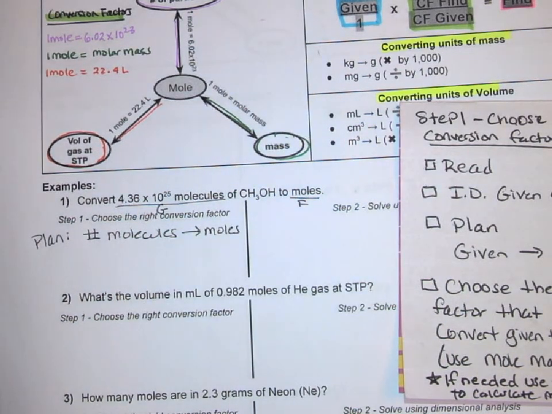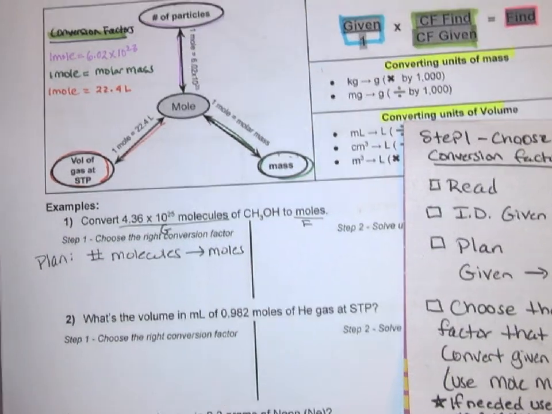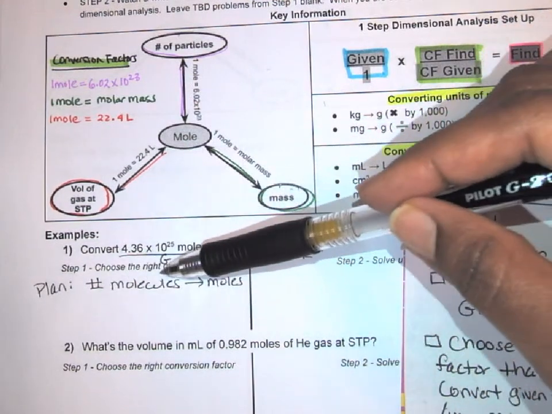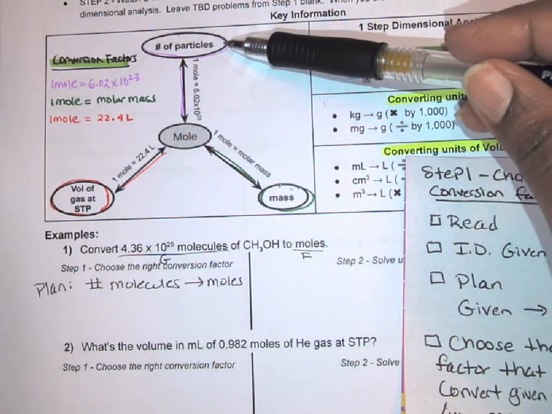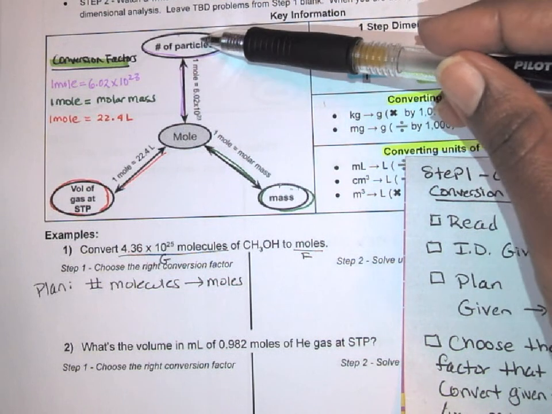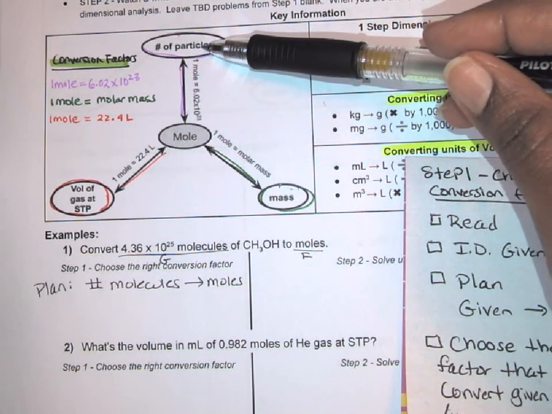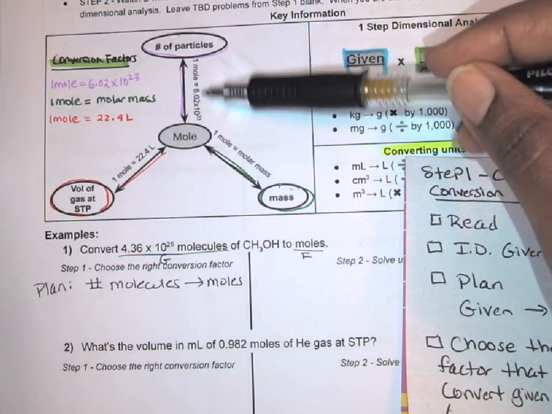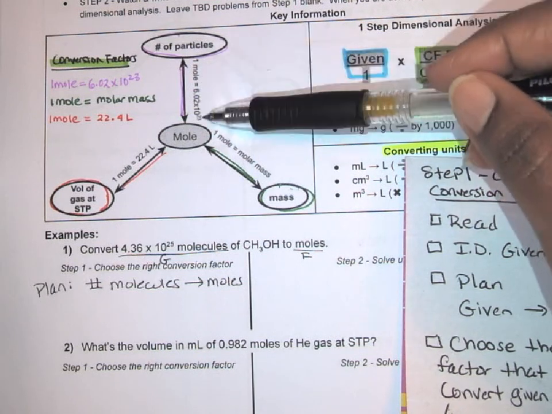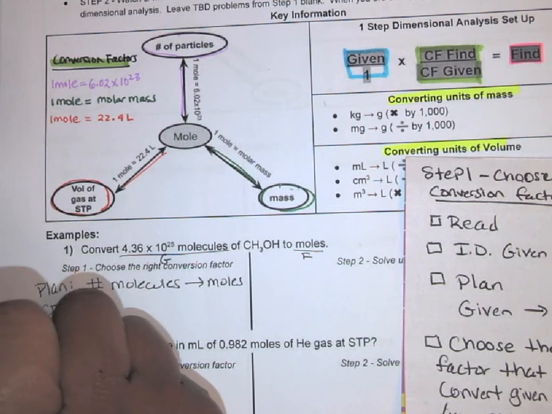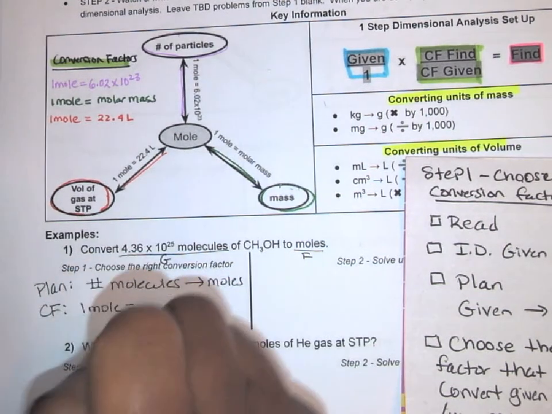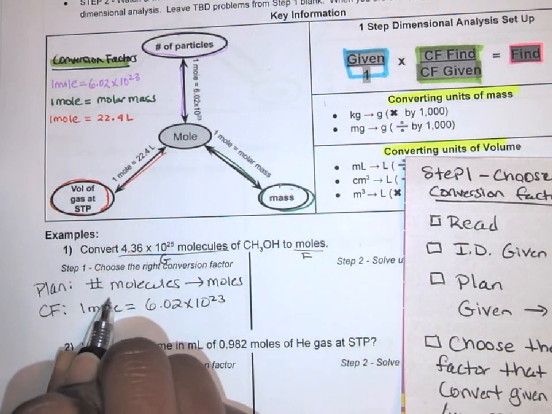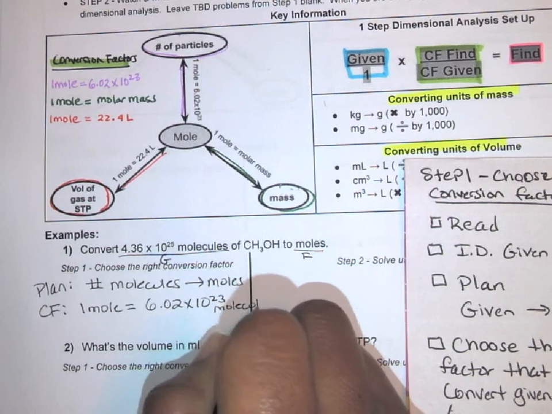Okay, so now that I have that, I can figure out what my conversion factor is. If I use the mole map, I'm going to find out where I'm starting on the mole map. Number of molecules will correspond to number of particles. So I'm starting here and I'm trying to get to moles. To get from number of particles to moles, I have to go through 1 mole is equal to 6.02 times 10 to the 23, Avogadro's number, right? So that's going to be my conversion factor: 1 mole is equal to 6.02 times 10 to the 23. And in this case, since I'm dealing with molecules, that will be molecules as my units.